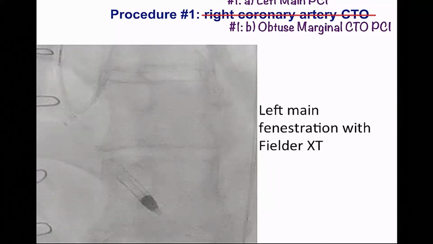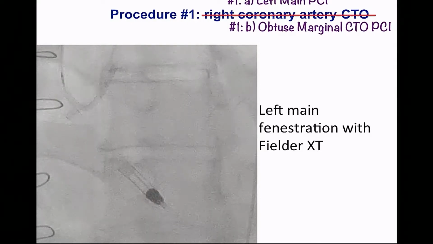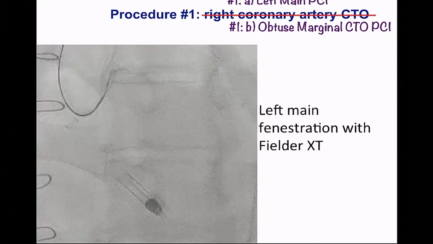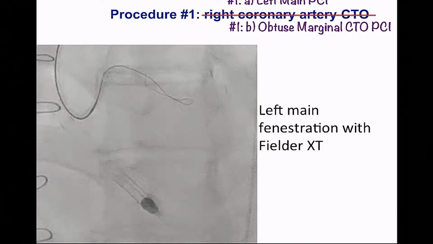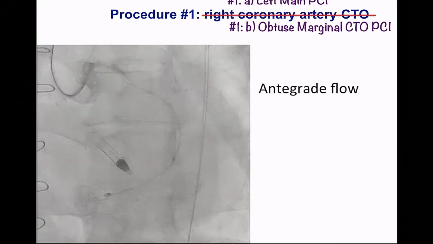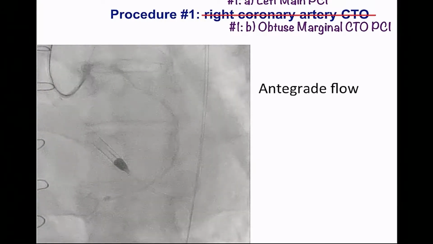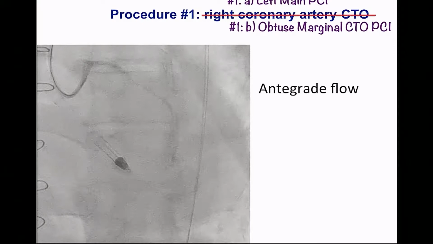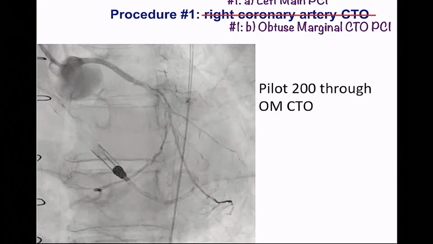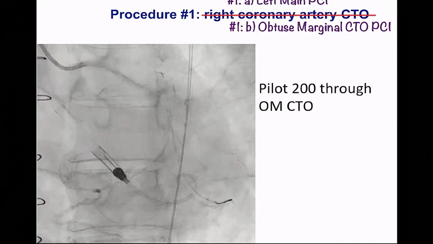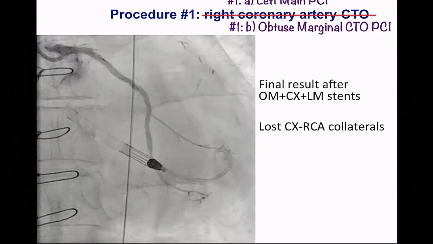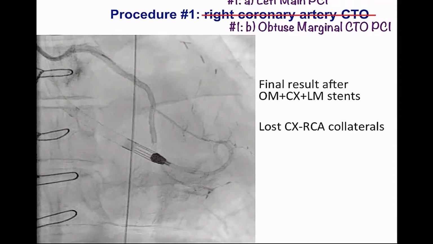In the meantime, while the OR was prepared, we used the Fielder XT to fenestrate the left main. Here's the Fielder XT knuckling and fenestrating towards the circ. And a small shot can show that there was some antegrade flow into the circ. After advancing a Pilot 200, we were very lucky to place this wire distally in the OM CTO. We were not aiming for this. It was really a lucky movement. And since we were there, we just performed a guideliner stented strategy.